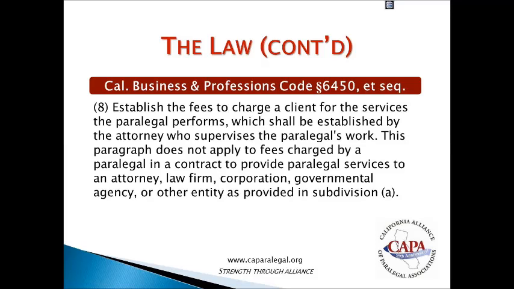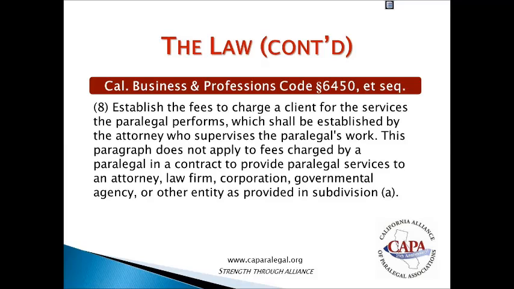So, Michelle, before we leave this section of 6450, because we did want to cover the code here in California, is there anything else that you wanted to add with regard to CAPA's history and CAPA's role of the paralegal profession here in California, and also this legislation 6450 that I may not have covered?